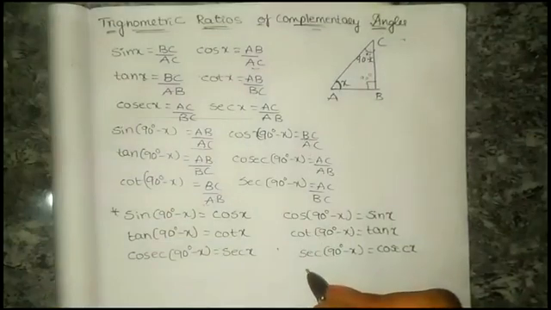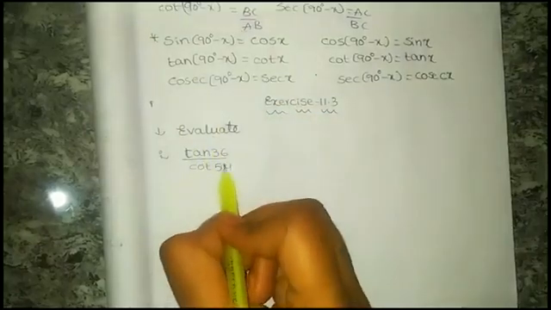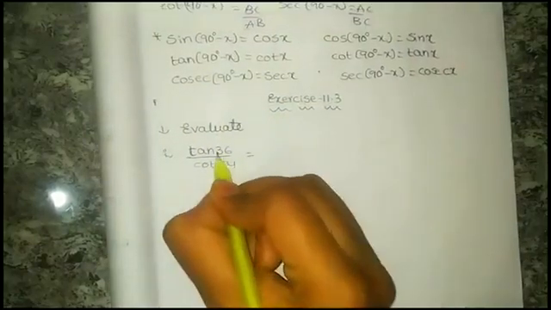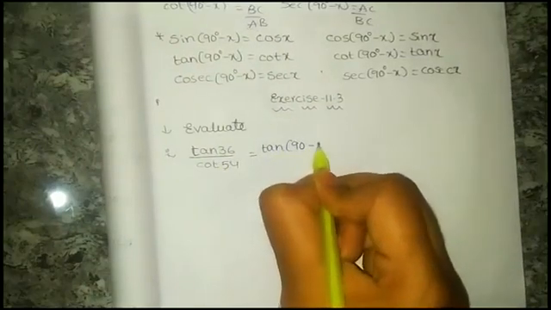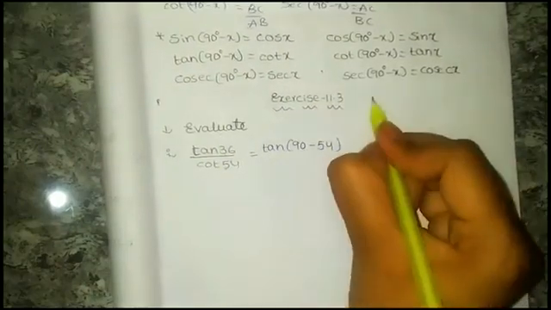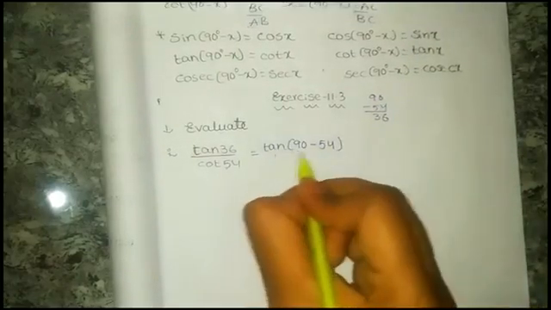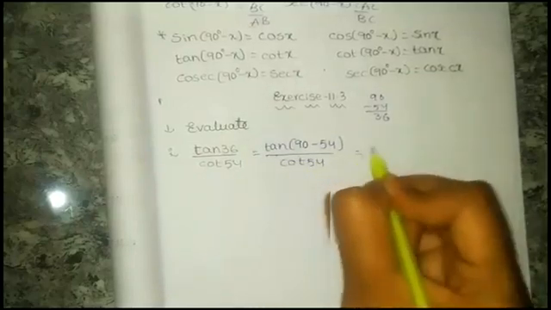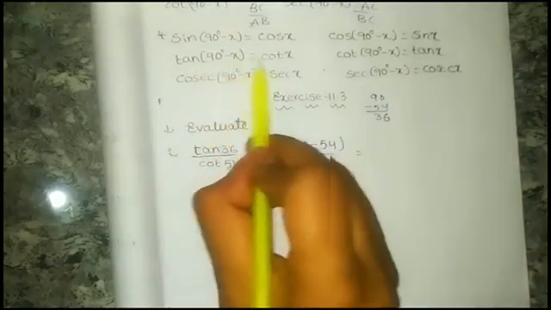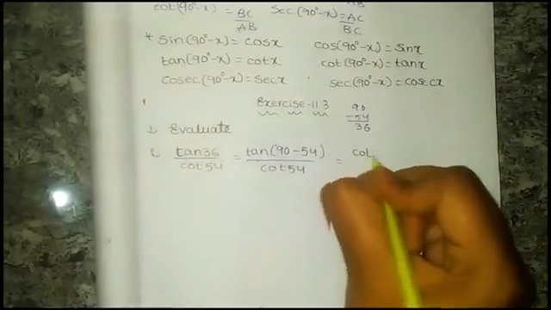In exercise first problem, evaluate tan 36 by cot 54. Tan 36 can be written as tan 90 minus 54 because 90 minus 54 is equal to 36. So I can write tan 90 minus 54 divided by cot 54. Tan 90 minus x is cot x. So here cot x is 54. Cot 54 by cot 54 is equal to 1.